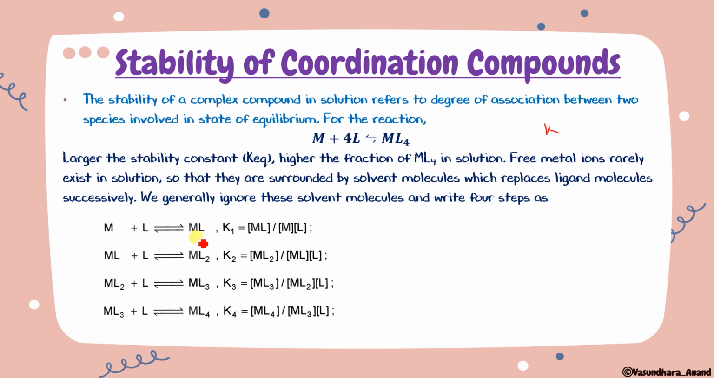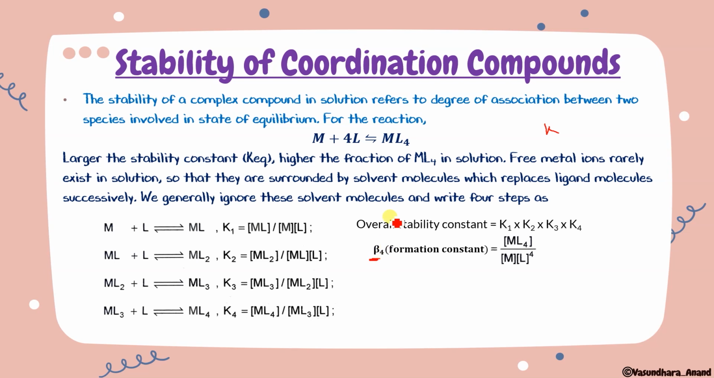Now in the next step, this ML will combine with L and form ML2. So now it will be ML2 upon ML into L. Similarly we can make it for ML3 and ML4. So if I want to write an equation over here, this will be considered the overall stability constant. If we multiply all these constants K1, K2, K3, K4, we will get this one, isn't it? And that is called the formation constant, which will be denoted as beta.